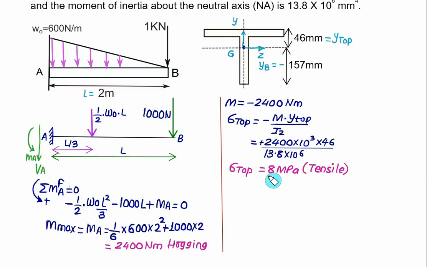Answer is positive. It means that on the top we have a tensile stress. Similarly, we can use the same formula to calculate the stress on the bottom fiber. The only thing is that instead of Y top, we have to replace it with Y bottom, that is the YB value.